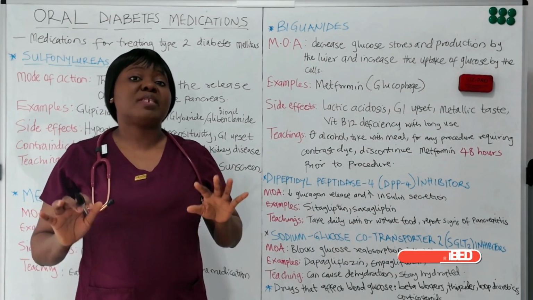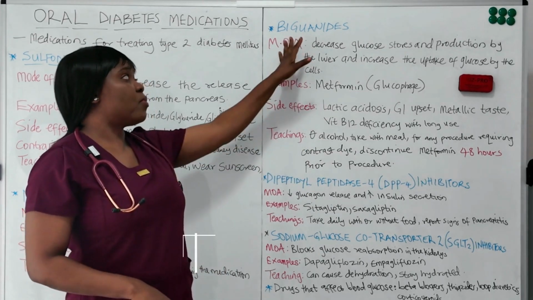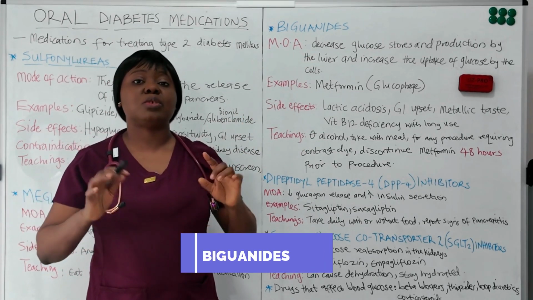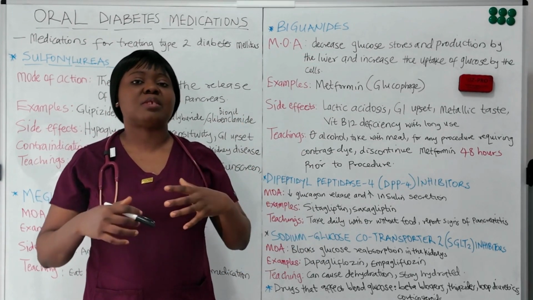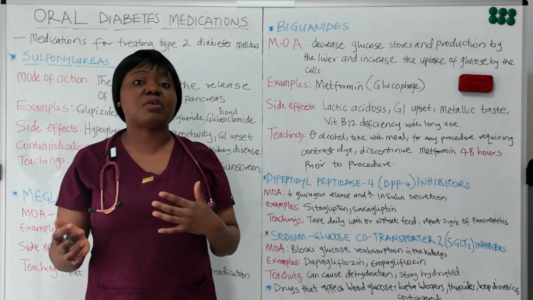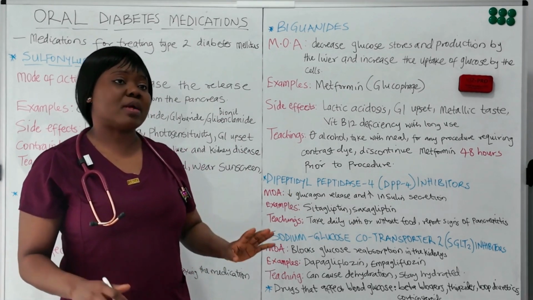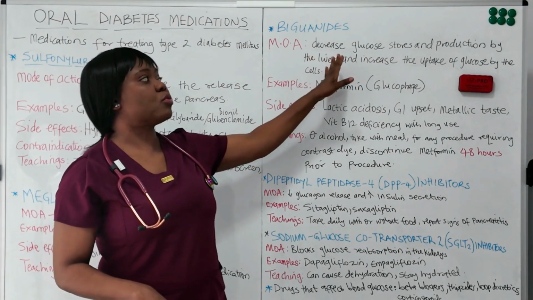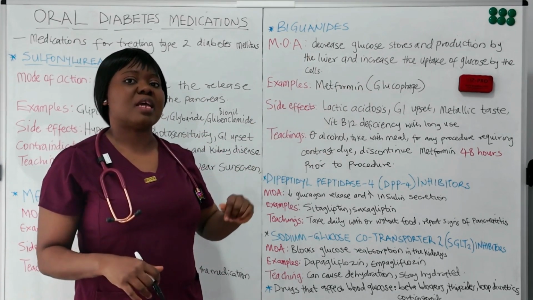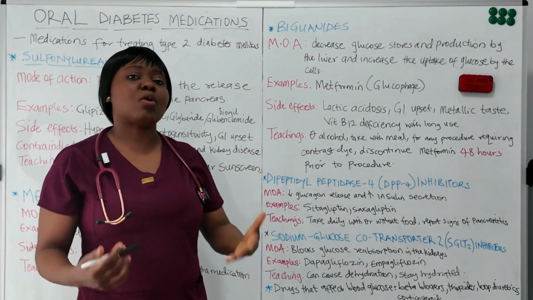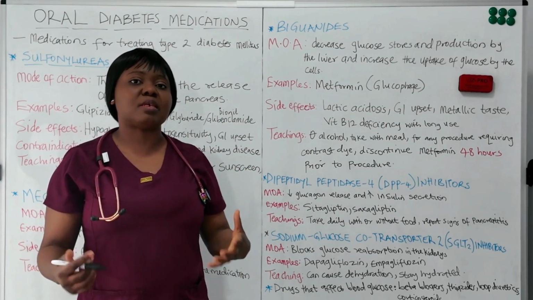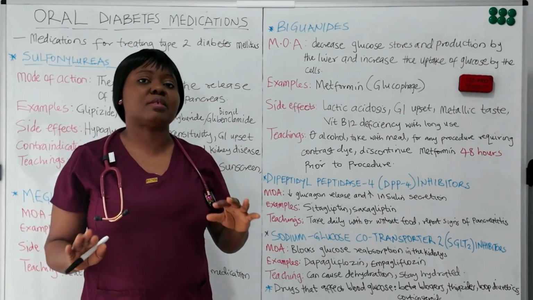The third class of medication I want you to know is the biguanides. The popular medication we know, metformin, is most times the one that is used as first-line treatment for diabetes mellitus type 2. The mode of action of biguanides: the first thing is that it decreases glucose storage and production by the liver. It also encourages the uptake of glucose by the cells, so it reduces insulin resistance.